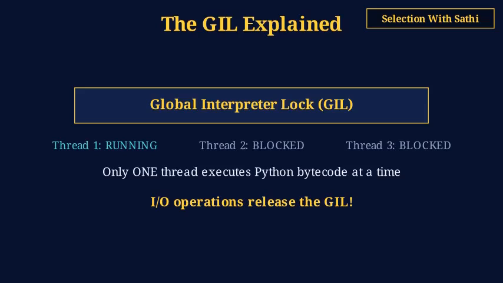It's a mutex in CPython that allows only one thread to execute Python bytecode at a time. This protects reference counting but prevents true thread-based parallelism. However, the GIL is released during I/O operations like network calls and file reads. That's why threading still helps for I/O-bound tasks. For CPU-bound parallelism, you need multiprocessing. Each process has its own GIL.